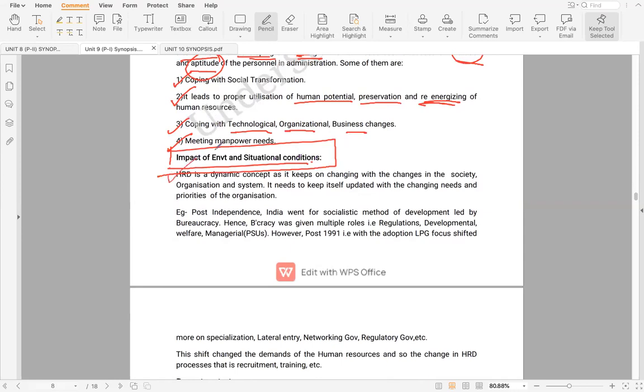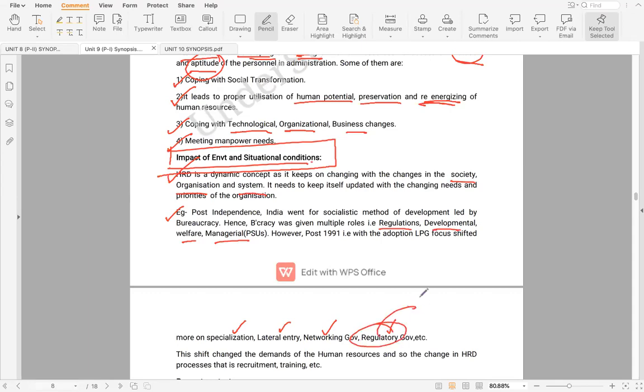So HRD is a dynamic concept as it keeps on changing with the changes in the society, organization, as well as system. It needs to keep itself updated with the changing needs and priorities of the organization. So, for example, post-independence India went for a socialistic method of development led by bureaucracy. Hence, bureaucracy was given multiple roles, that is regulation, development, welfare, managerial, PSUs, etc. However, post 1991, with the adoption of LPG, the focus shifted more on specialization, lateral entry, networking governance, regulatory governance.